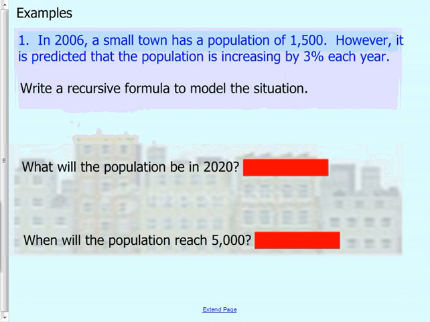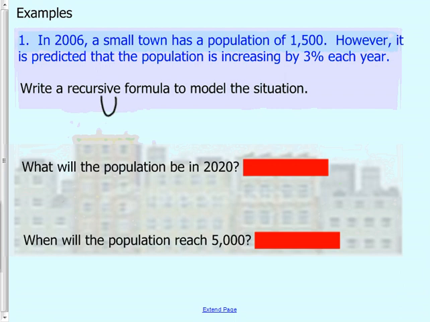However, it's predicted that the population is increasing by 3% each year. Write a recursive formula to model the situation. This one should be a piece of cake, but here's the catch. Instead of starting with u sub 1 being 1,500, what do you think I want you to start with? U sub 2006, that's right. Okay, so write me a formula for this.